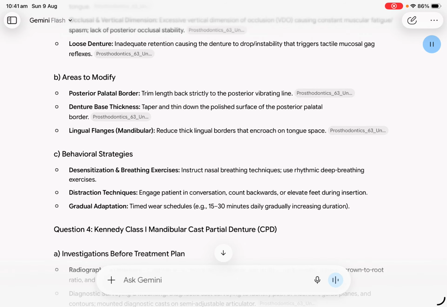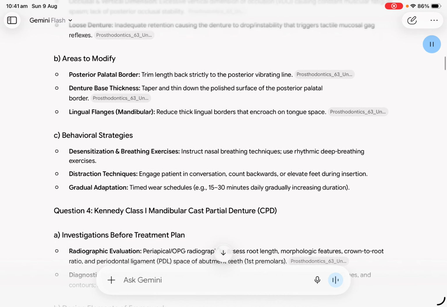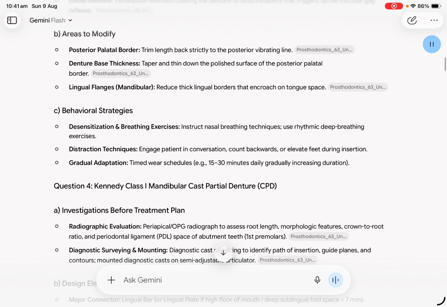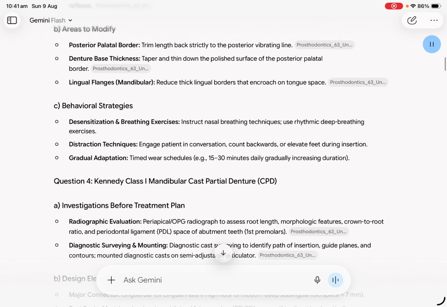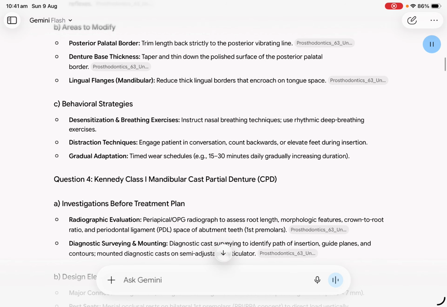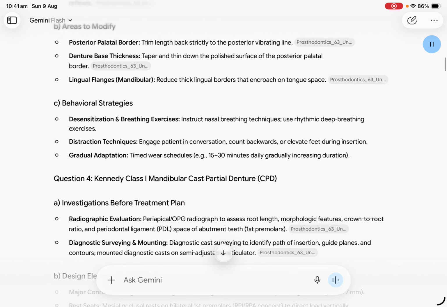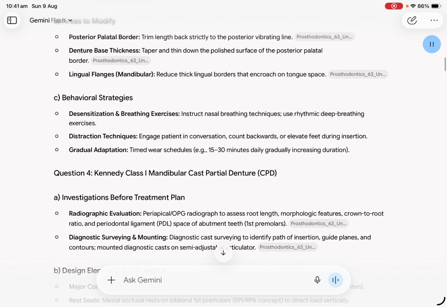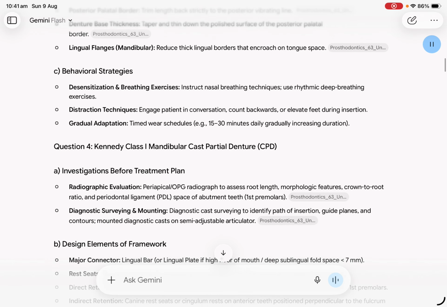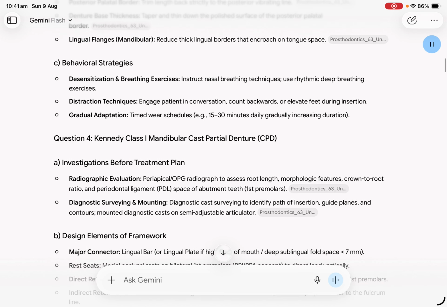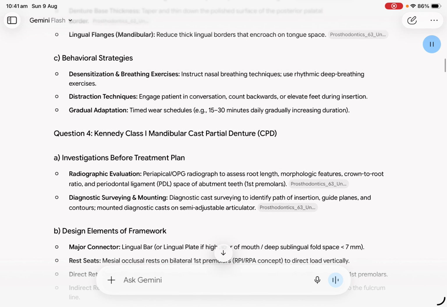C. Behavioral strategies. Desensitization and breathing exercises. Instruct nasal breathing techniques. Use rhythmic deep breathing exercises. Distraction techniques: engage patient in conversation, count backwards, or elevate feet during insertion. Gradual adaptation: timed wear schedules, e.g., 15 to 30 minutes daily, gradually increasing duration.